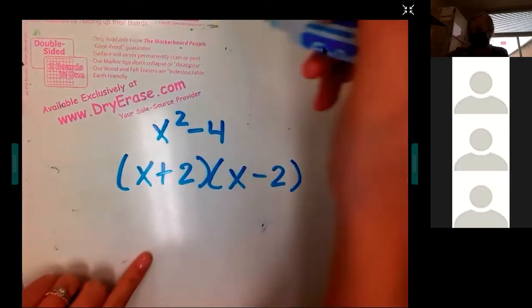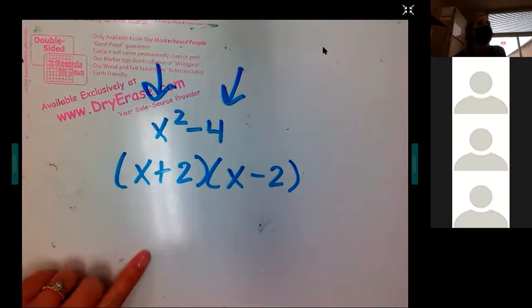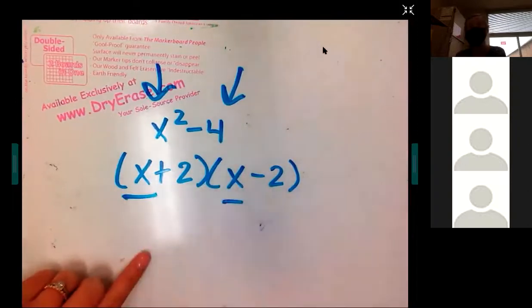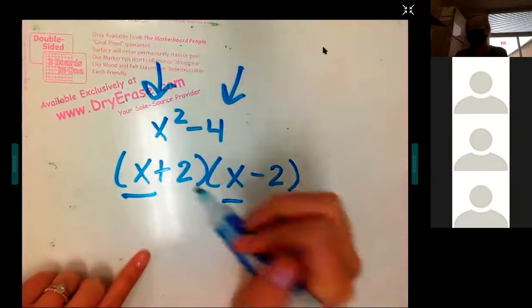I'm looking at you because your brother just learned it. Difference of squares. It's a binomial. Good, Kevin. They're perfect squares. Square root of x squared is x, so you need 2 x's. Square root of negative 4 would be plus and minus 2.